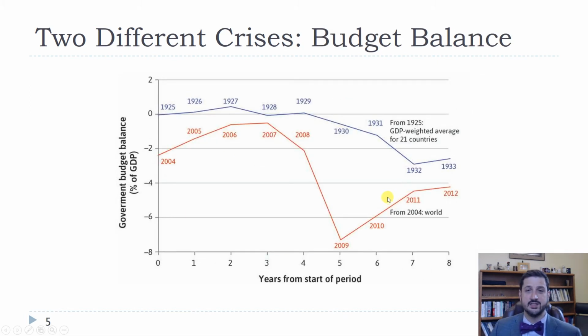Another policy difference was the change in the budget balance. So remember that during a recession, taxes tend to go down and spending tends to go up, creating a deficit. Those deficits were relatively small in the 1930s, but were very large sort of in 2009, 2010. That was especially true in the United States. The budget deficit hit about 10% of GDP in 2009, 2010. And so that was a strong fiscal response compared to the Great Depression.